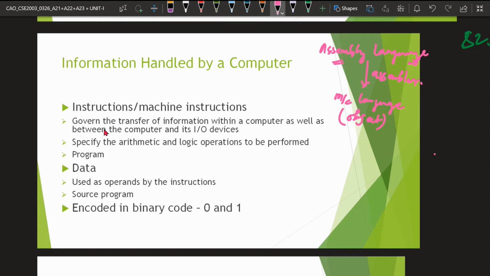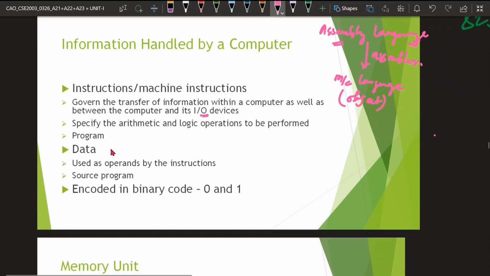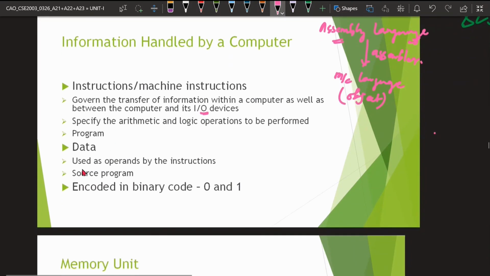Here the instructions basically govern the transfer of information within a computer as well as between the computer and the input output devices. They also specify the arithmetic and logic operations to be performed. The data we use here are called operands.